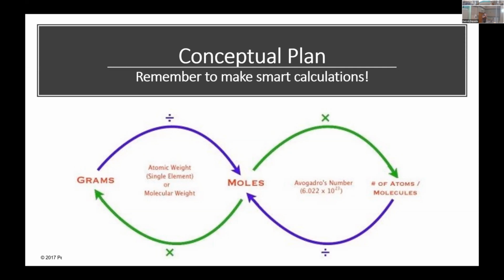Going from the moles to the atoms or molecules, you multiply by Avogadro's number. Moles are very small. Atoms or molecules are very big, 10 to the 23rd. So it makes sense that you have to multiply by your 10 to the 23rd number, or a big number, Avogadro's number. Going the other way, you divide. That's basically the conceptual plan.